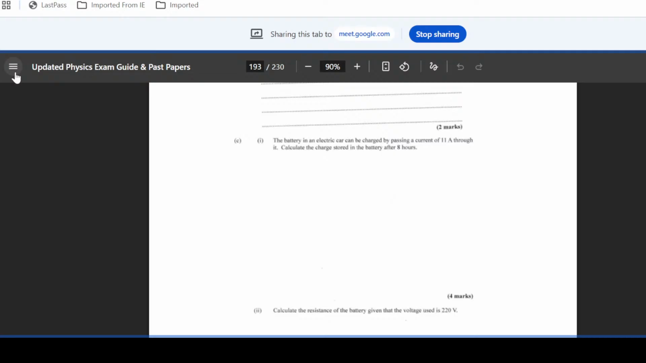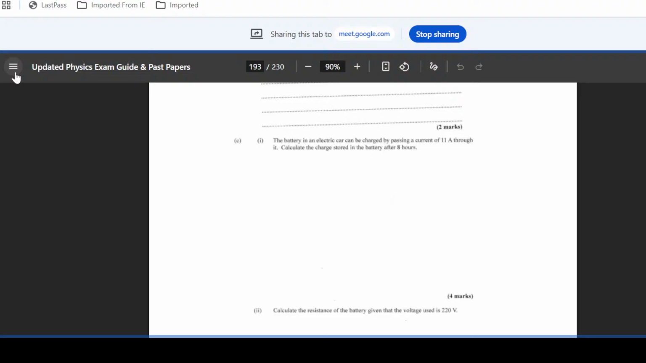All right, so 1 mark for stating the formula, 1 mark for doing a conversion, and then another mark for substituting the values and your answer. So that's how they would break down the marks for that question.